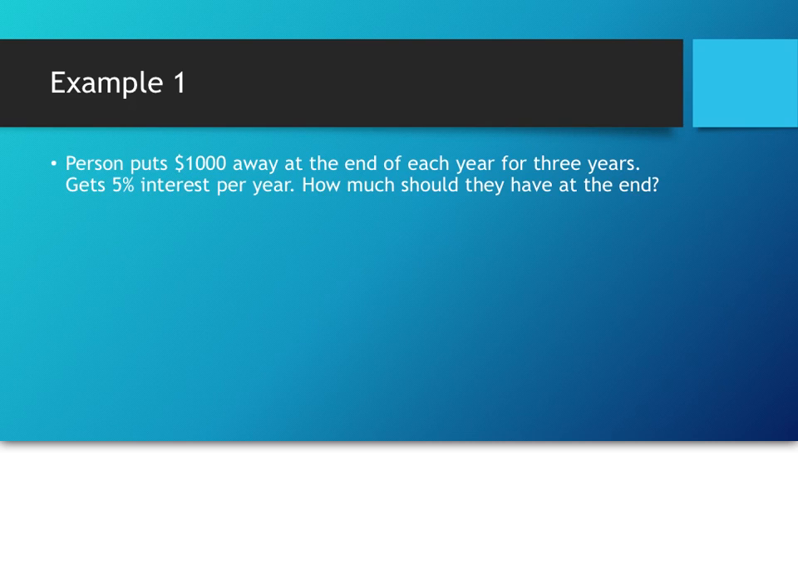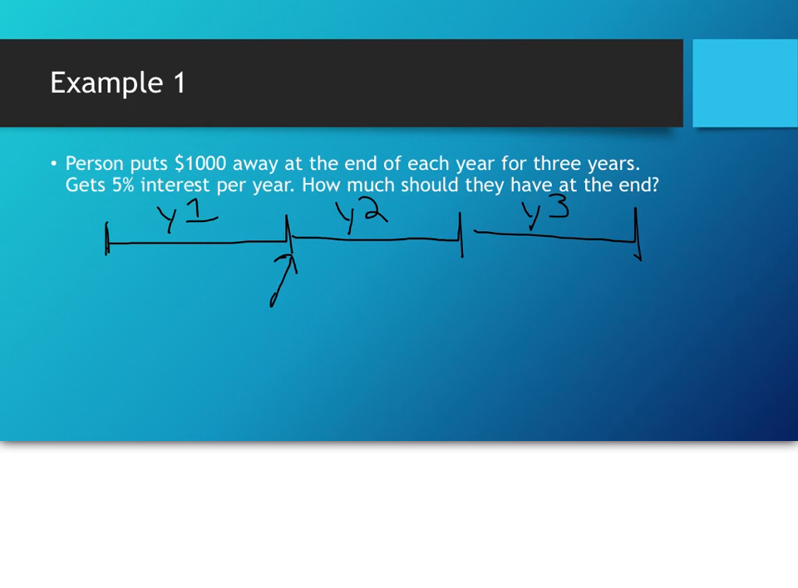So I'm going to draw a quick diagram of what's going on. All right. So basically we have 3 years. So I'm going to draw a line representing those 3 years. All right. So this is year 1, year 2, and year 3. So what we're saying is at the end of year 1, I'm going to put $1,000 in. And then that $1,000 is going to accumulate interest until we get to the end of year 2.